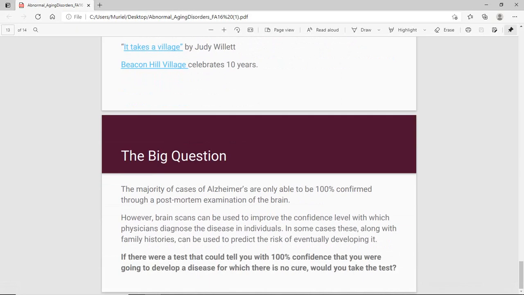Okay, the big question. The majority of cases of Alzheimer's are only able to be 100% confirmed through a post-mortem examination of the brain. However, brain scans can be used to improve the confidence level with which physicians diagnose the disease in individuals. In some cases, these, along with family histories, can be used to predict the risk of eventually developing it. If there were a test that could tell you with 100% confidence that you were going to develop a disease for which there was no cure, would you take the test? So that's the big question they want to ask here.